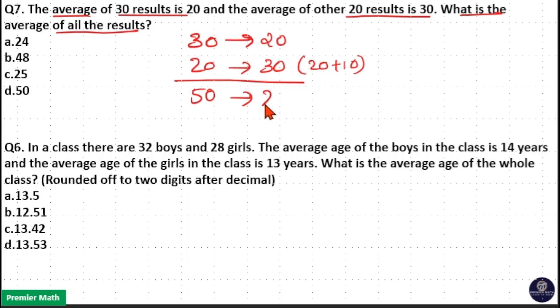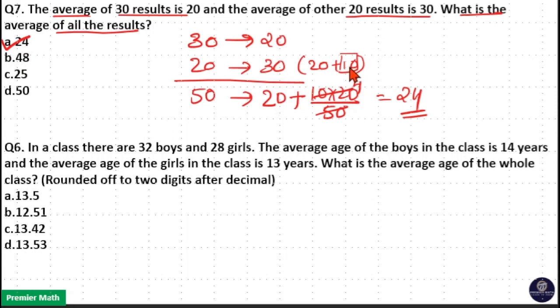So, take the common average 20 for these 50 results. Now, the remaining is plus 10. This plus 10 is for these 20 results, so multiply it with 20. That is 10 into 20, total is 200. This total extra 200 should be equally distributed to these 50 results. So, 200 by 50 is 4. Now, 20 plus 4, 24 is the average of 50 results. So, option A is your answer.